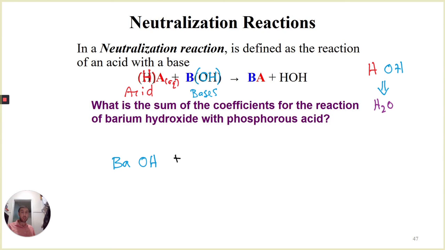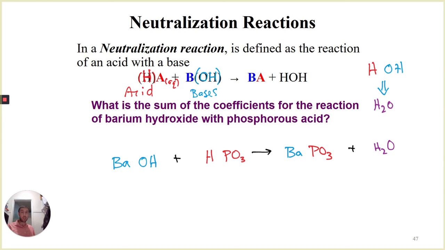plus our phosphorus acid. We know it's an acid, so we have the H in front. Phosphorus gets a bit tricky. It's going to be PO3. And then this is going to go through to make our products where we combine the barium with our phosphorus. Yeah, PO3. And then we would also produce our H2O. So if you got that, fantastic. Good first step, but you're not done.